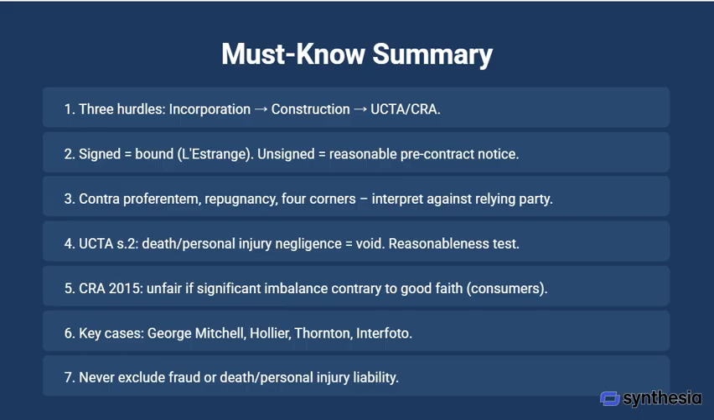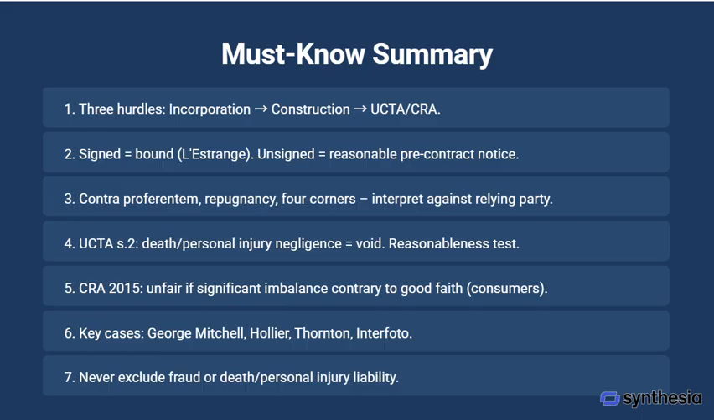Must know summary. 1. Three hurdles: incorporation, construction, UCTA or CRA. 2. Signed means bound even if unread, L'Estrange. Unsigned requires reasonable pre-contract notice. 3. Contra proferentem, repugnancy, four corners. Interpret against the relying party.